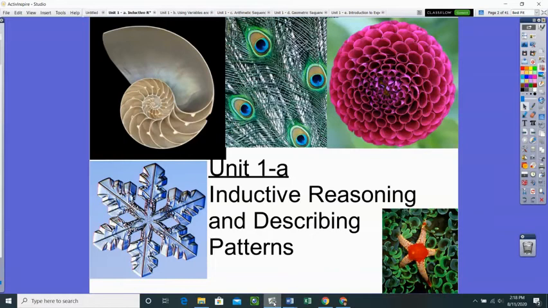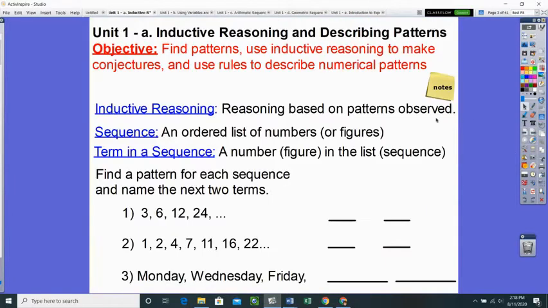So today we start the algebra year with Unit 1, Section A. It's going to be about inductive reasoning and describing patterns. So on your notes page, or if you have a notebook, you might want to start by putting our topic today is Unit 1A, inductive reasoning and describing patterns.